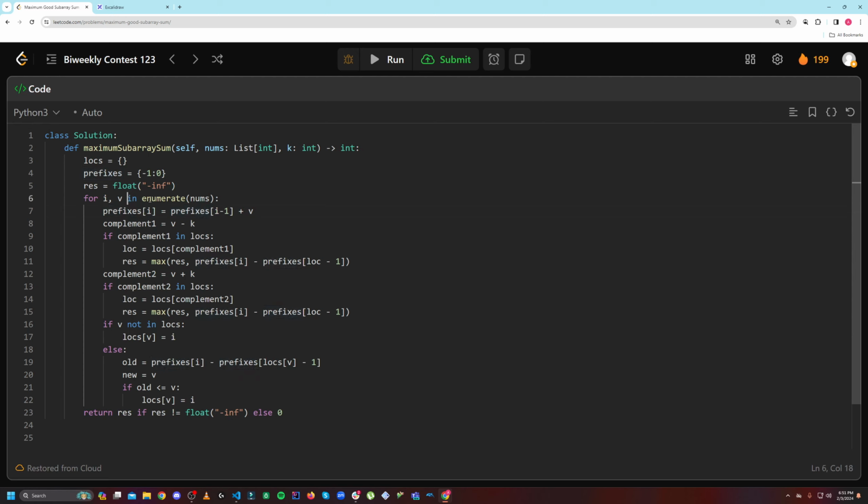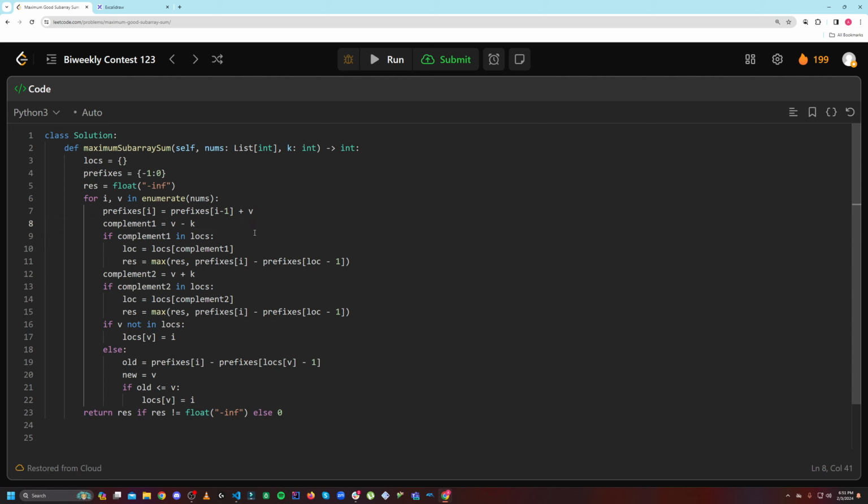Then as we go through our numbers, we add it to the prefix sum. We calculate complement 1, which is v minus k. So in our case, let's say k equals 2, our value is 5. So we're going to do 5 minus 2, that'll give us 3. So that's one value, right? Because 3 minus 5 will give us -2.